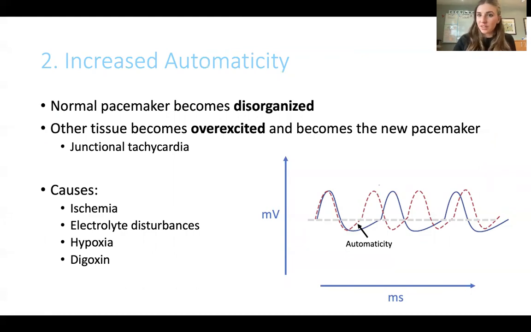A few are just ischemia in general, electrolyte disturbances, hypoxia, and we can even think about drug toxicity such as digoxin. So what happens here is the blue outline is showing you a normal waveform of the action potential.